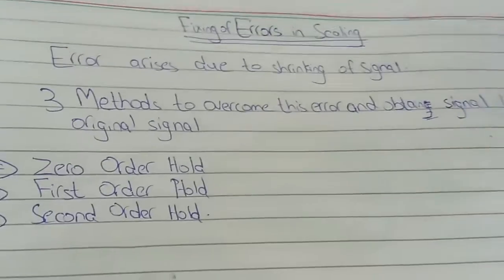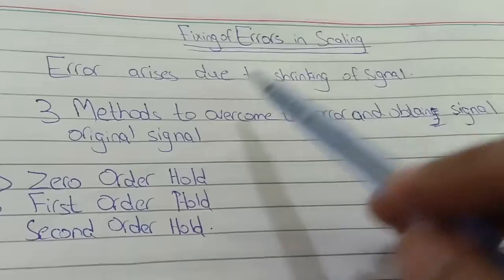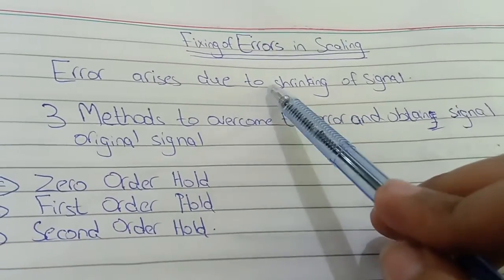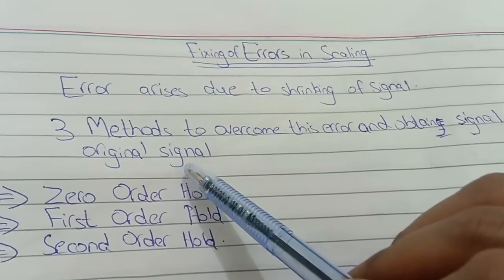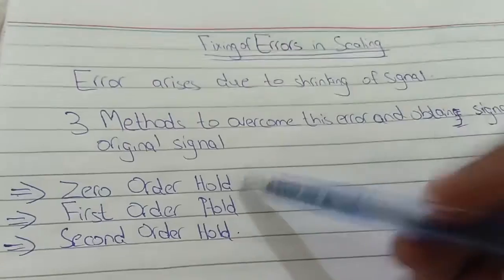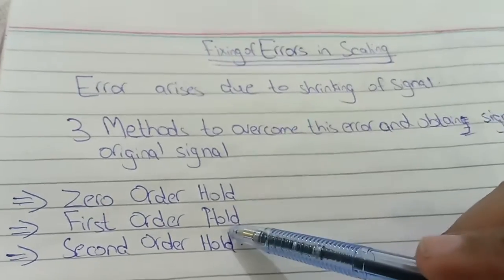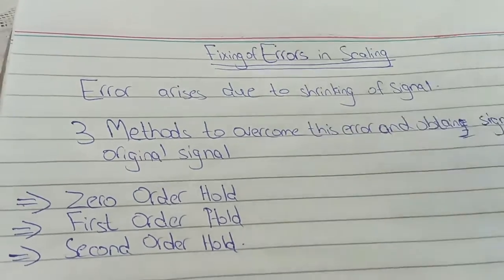When we are doing scaling, our signal gets shrunk most of the time, so an error arises due to the shrinking of signals. We have three methods to overcome this error and obtain a signal which is likely to be as similar as the original signal. The first method is zero order hold, the second method is first order hold, and the third method is second order hold.